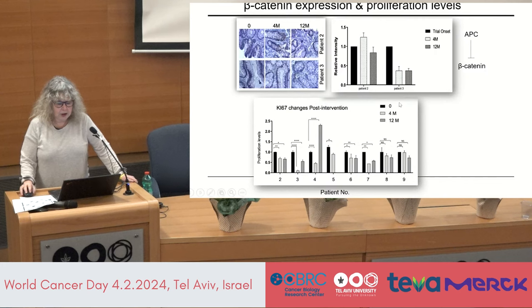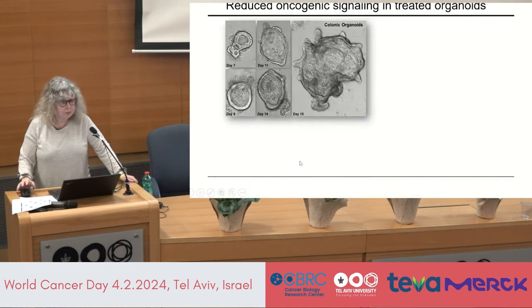As you see, in patient number 3, we saw a nice reduction in the level of beta-catenin, nothing in patient number 2. Other things we looked at is, for example, a staining of proliferation by Ki-67. Again, patient number 3 showed a nice reduction, not really much effect in patient number 2.